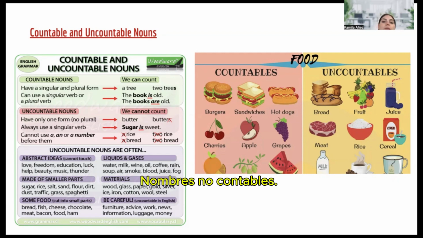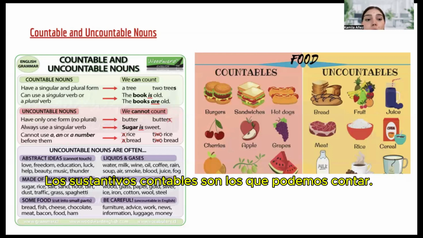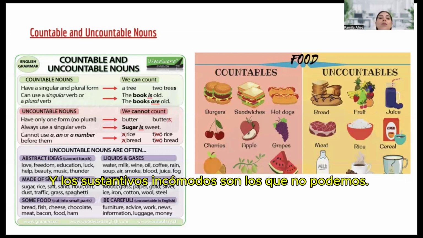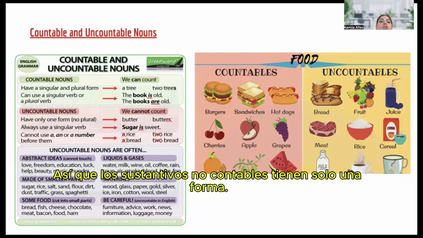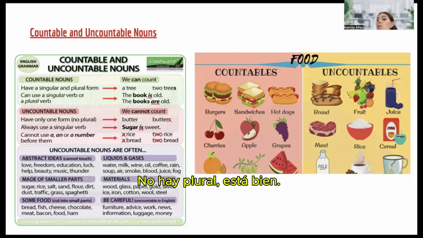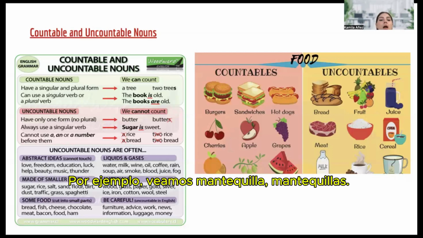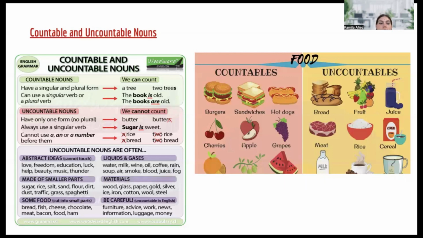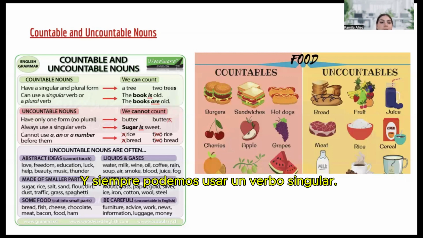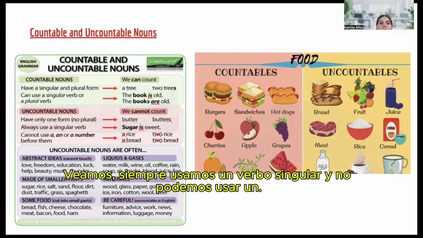Uncountable nouns. Well, we already know that countable nouns are the ones we can count, and the uncountable nouns are the ones that we cannot count. So the uncountable nouns have only one form, that is, no plural. All right? For example, butter, not butters. And we always can use a singular verb. All right? Sugar is sweet. See, we always can use a singular verb.